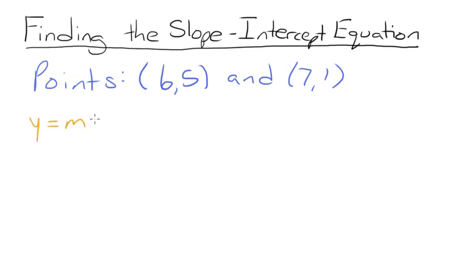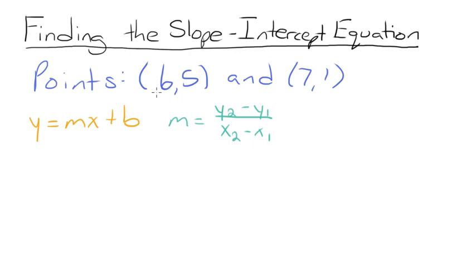So that's y equals mx plus b. Now we need to plug in values for m and b. This time we aren't given m, but we can solve for it using the slope formula. Remember, the slope formula is m is equal to y2 minus y1 over x2 minus x1.